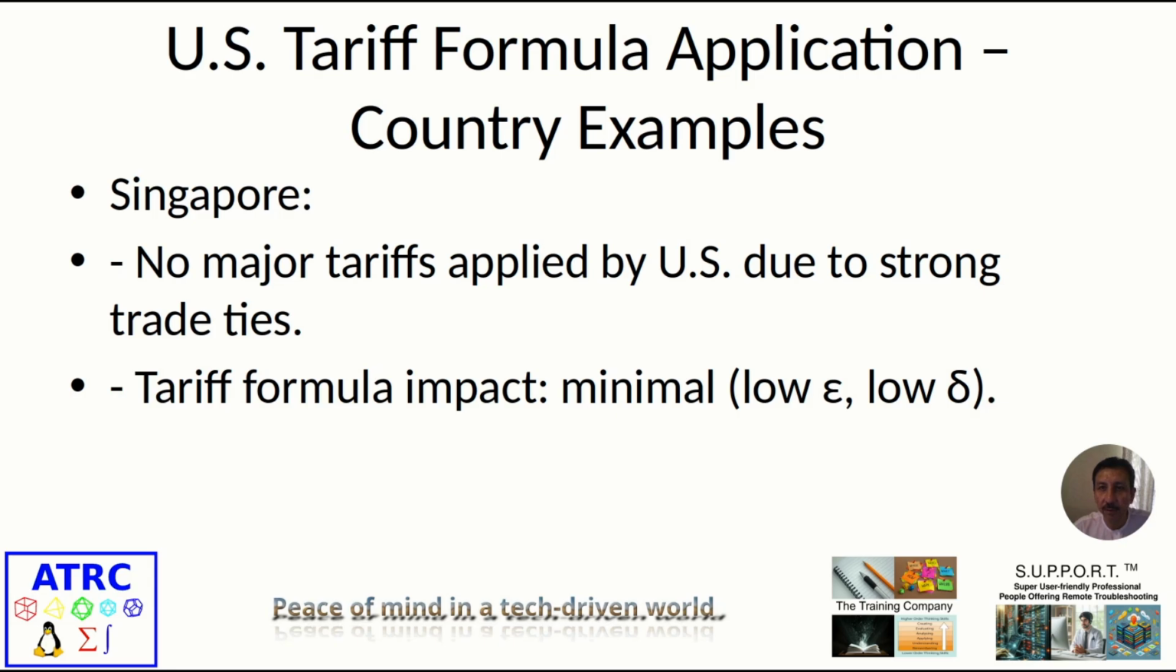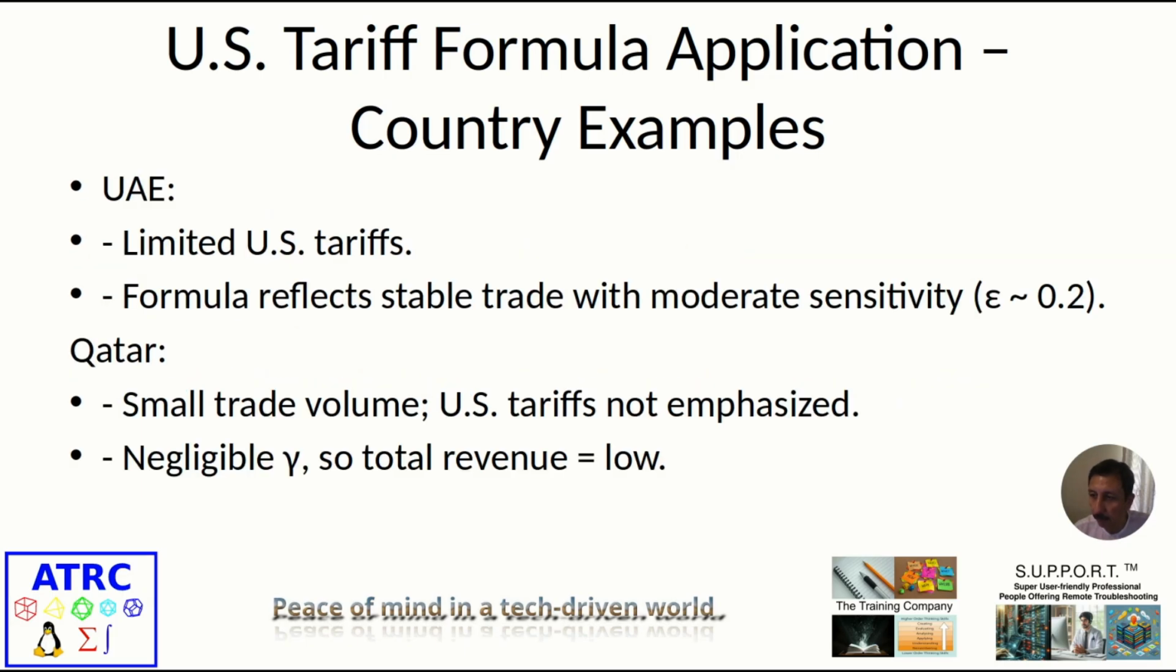Singapore has a strong trade relation with the US and has minimal tariffs, so the formula had a low impact on Singapore, and the alpha was near zero. The UAE saw minor tariffs and low elasticity of demand, so the formula didn't produce any significant difference in the tariff revenue. Qatar's trade with the US is small, meaning the gamma factor quantity is low, so even with a tariff rate which might be a bit higher, the total revenue is quite minimal.